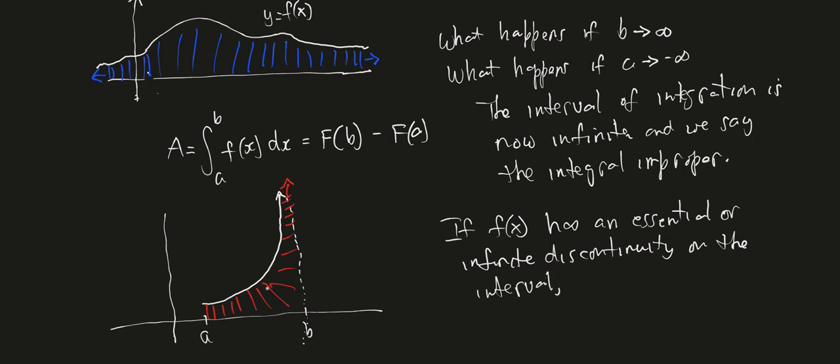then again, the question is, what do we make of this area where the region is still unbounded, but now it's going up indefinitely, as opposed to going to the right or to the left indefinitely. But either way, we have an improper integral. So this leads to another form of an improper integral.